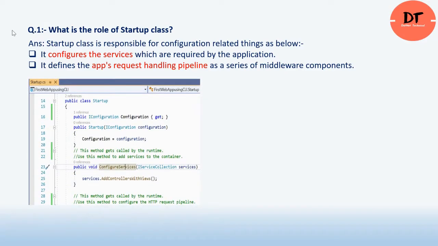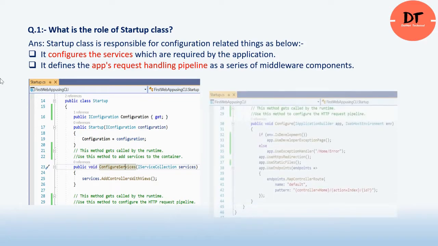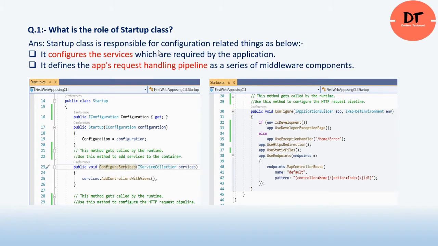Here is a sample Startup.cs file in a standard ASP.NET Core application. In the startup class, we have two methods, ConfigureServices and the next one is Configure. We discuss both the methods in the next slide.